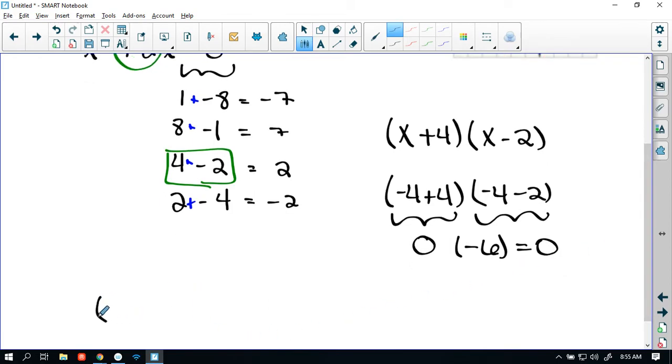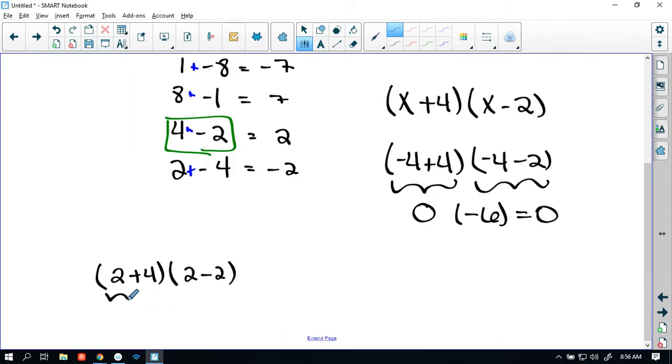Let's try the other one. I believe it was 2. 2 plus 4, 2 minus 2. So this right here becomes 6. This right here is the factor 0. 6 times 0 again is 0.